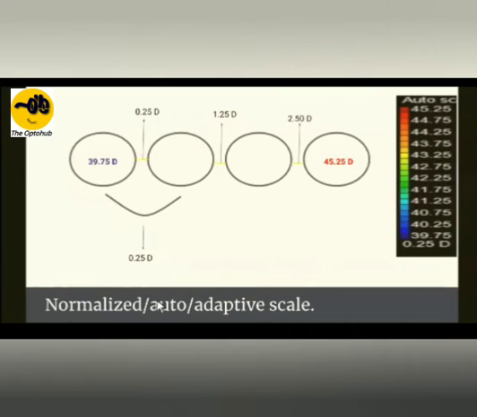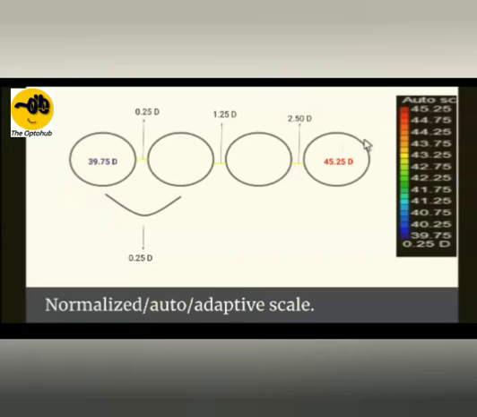Next one is something known as a normalized or an auto or an adaptive scale. These are a few different names. Let's say again, on the left, what you can see is 39.75 diopters. This is the flattest area on this cornea. And on the most right side, what you can see is 45.25 diopters. So this is the steepest region on this cornea.